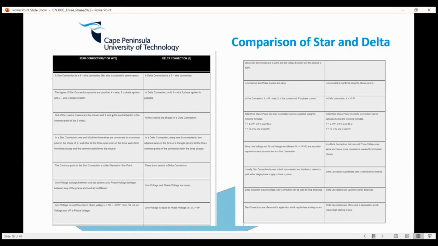And just in terms of application base, right? They state star connections are typically used for both transmission and distribution networks, whereas delta is typically used for distribution. Star is good for longer distances. That is why you'd find your step-up transformer starts as star, then delta, then star at the secondary side.